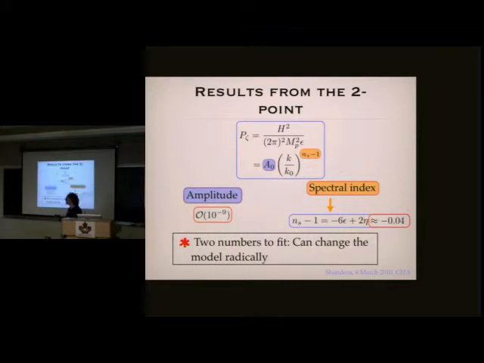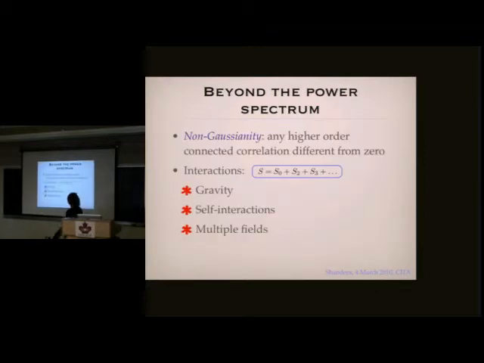So there's not a whole lot of physics in that, right? So the point is, we want to do better. We want to go beyond the power spectrum. So basically, anything beyond the power spectrum is non-Gaussianity. If the distribution is non-Gaussian, it just means that any higher order connected correlation function is different from 0, right?